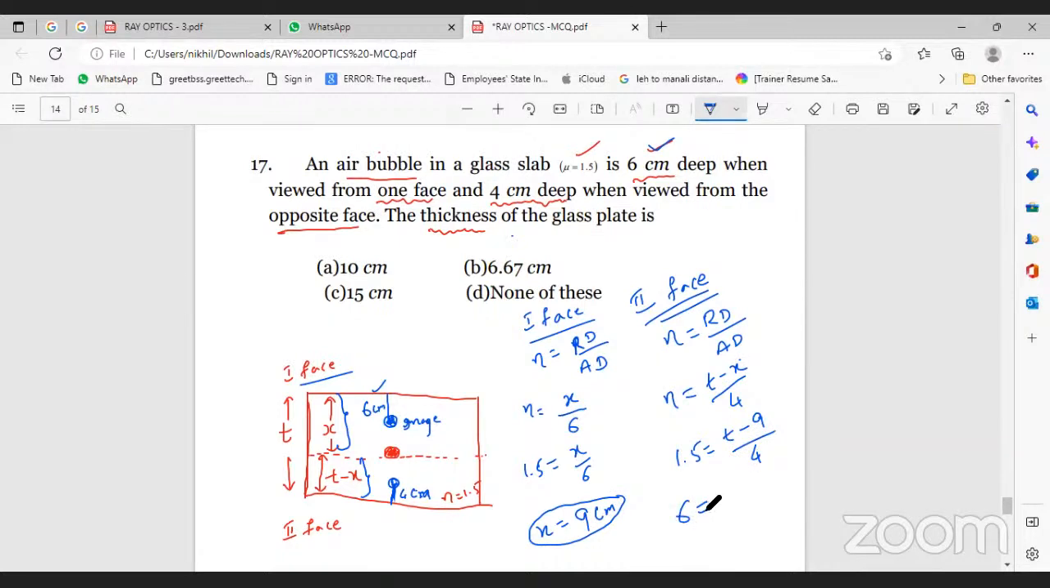Cross multiply. 6 is equal to T minus 9. So T will be 6 plus 9. What is 6 plus 9? 15 centimeter. So what is the actual thickness of the slab? Option C, 15 centimeter.